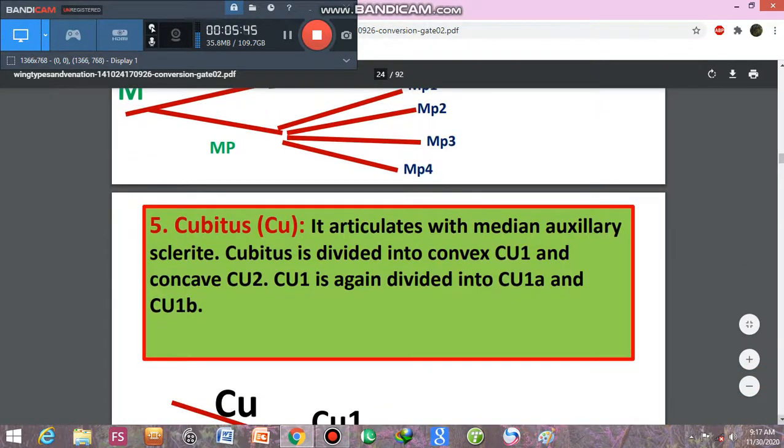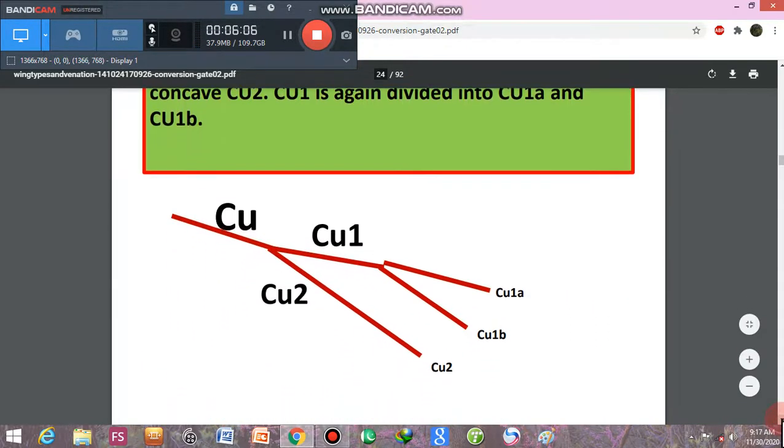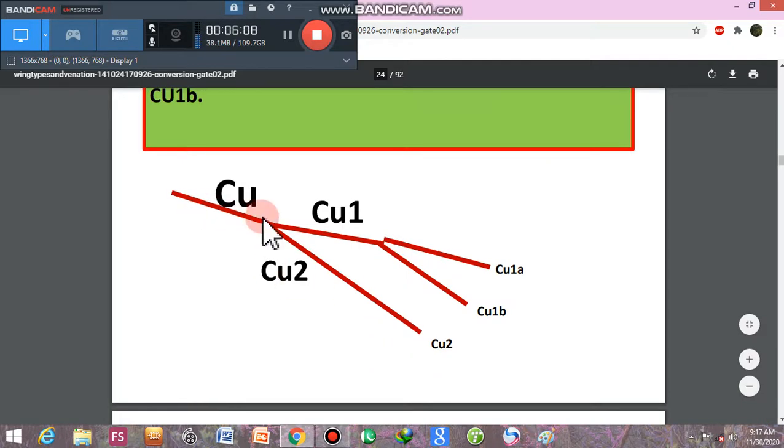Next vein is cubitus, and it is abbreviated with CU. It articulates with the median axillary sclerites. Cubitus is divided into convex CU1 and concave CU2. CU1 is again divided into CU1A and CU1B. Here you can see that this is the cubital vein. It is divided into CU1 and CU2. There is further branching in CU1 that are termed as CU1A and CU1B.